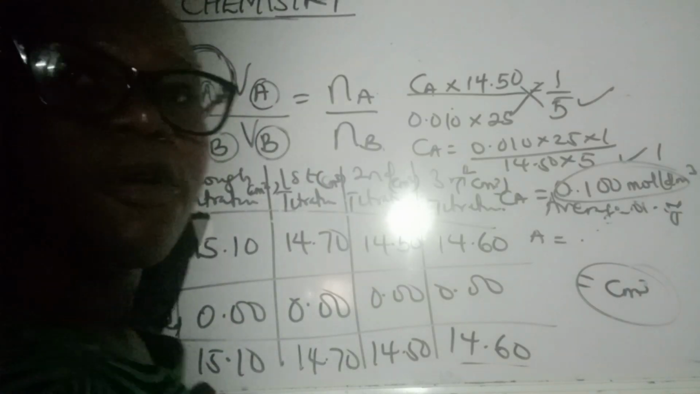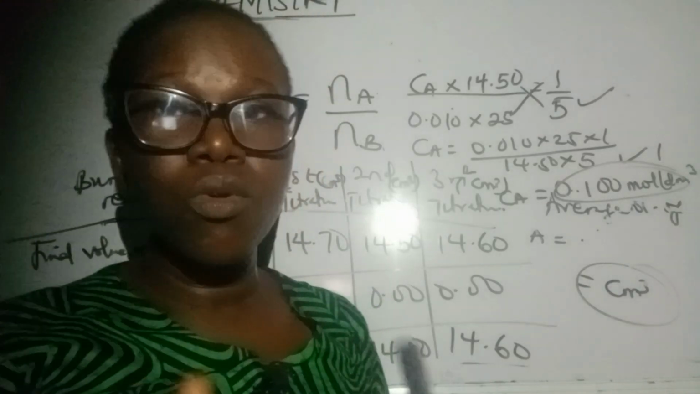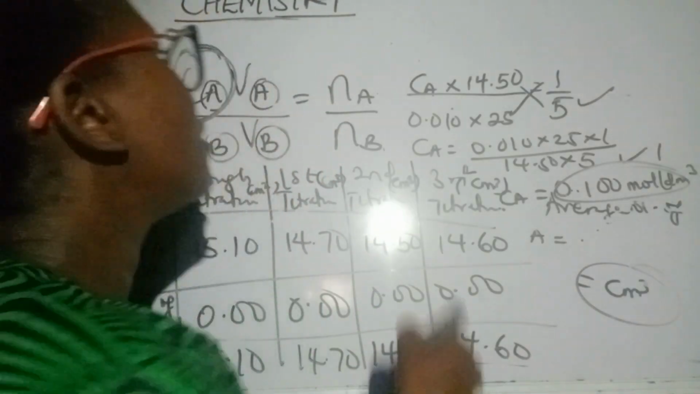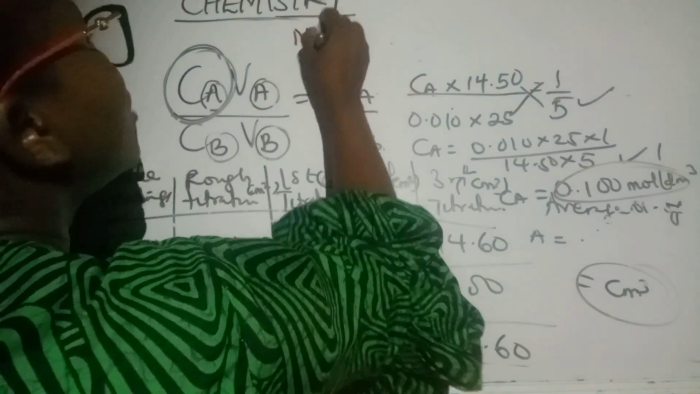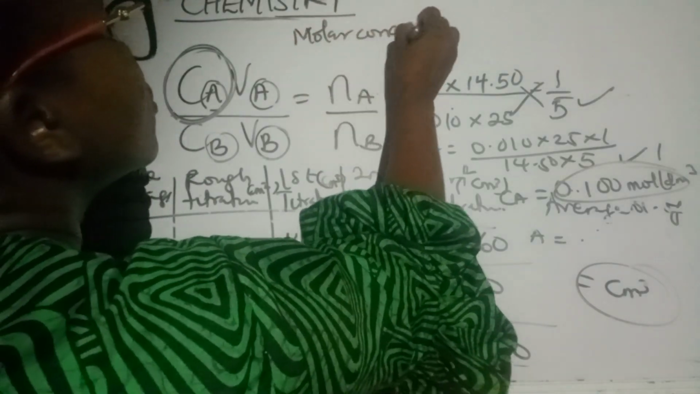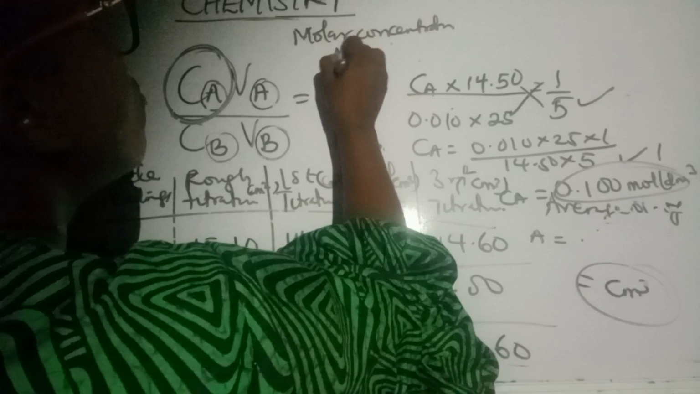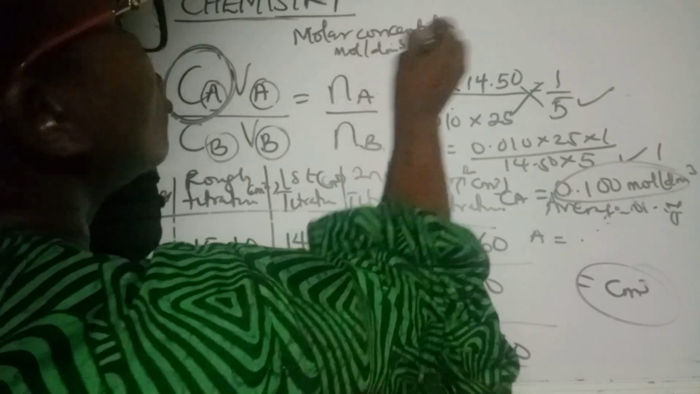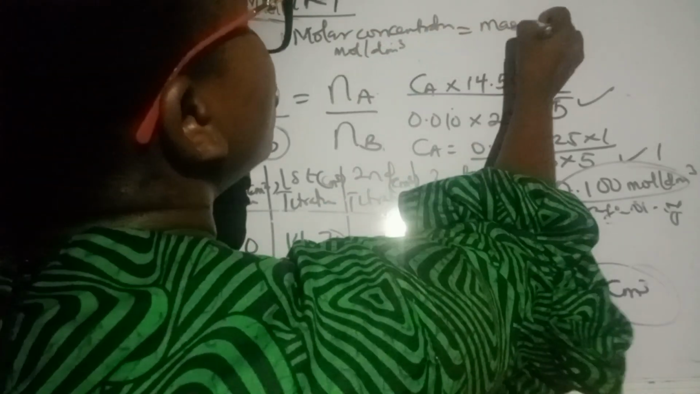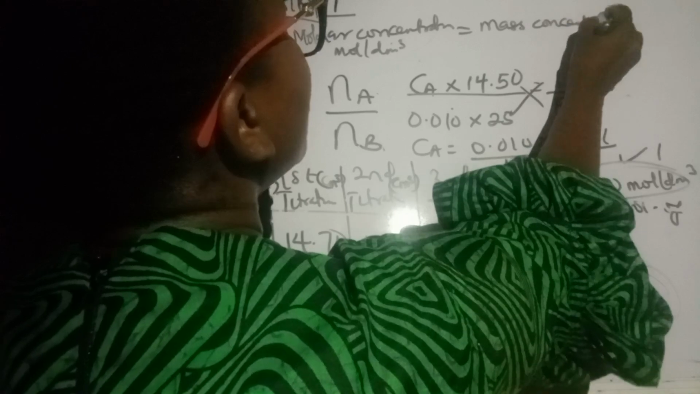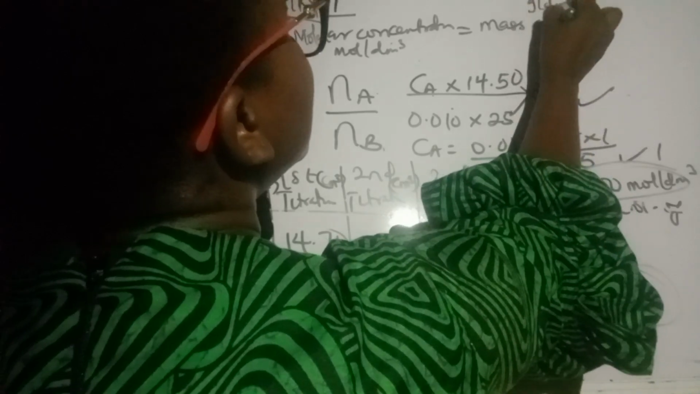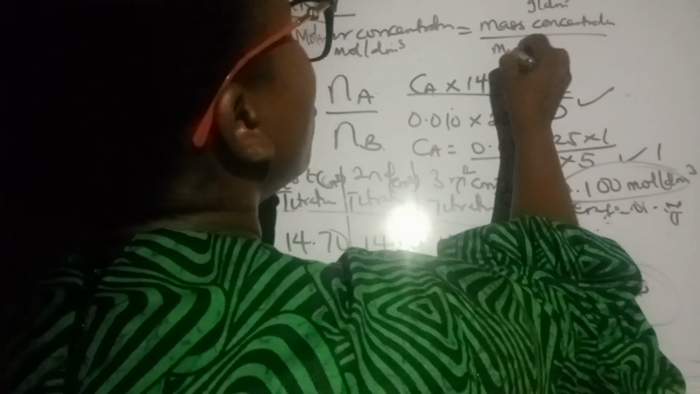Then for other formulas that are going to be very useful, though I may not be able to say when you will use them, they are: molar concentration, which is mole per dm cube, equals mass concentration, usually in gram per dm cube, over molar mass.